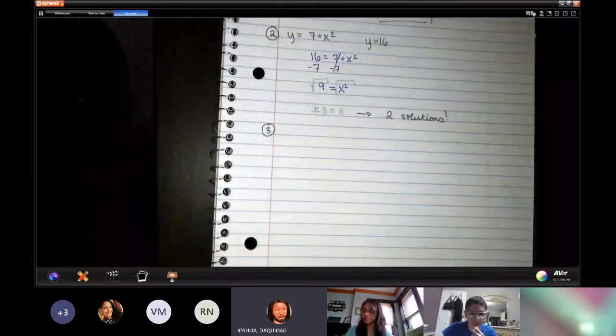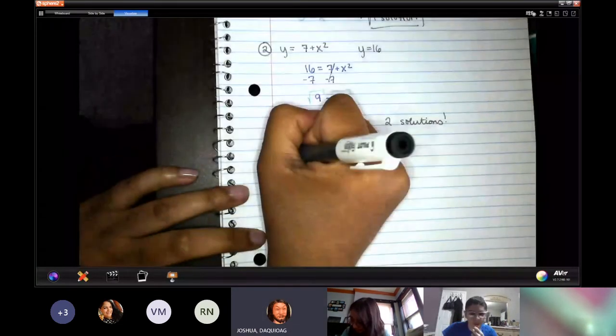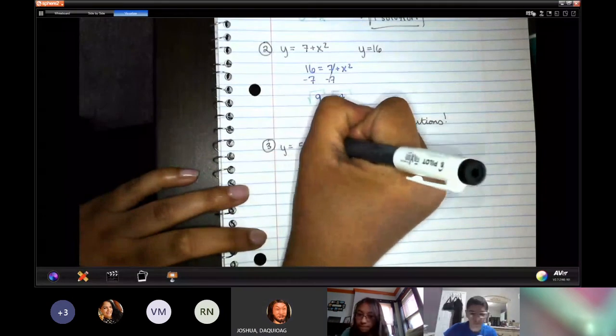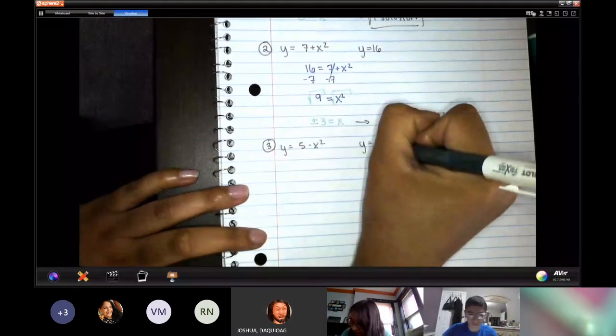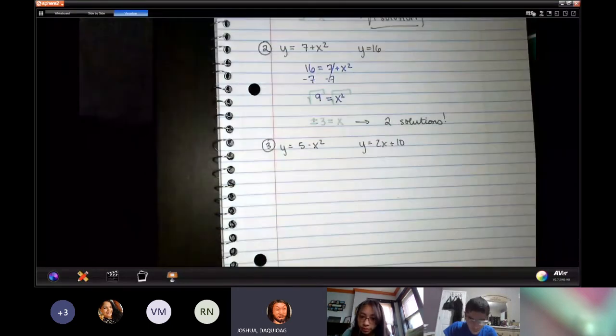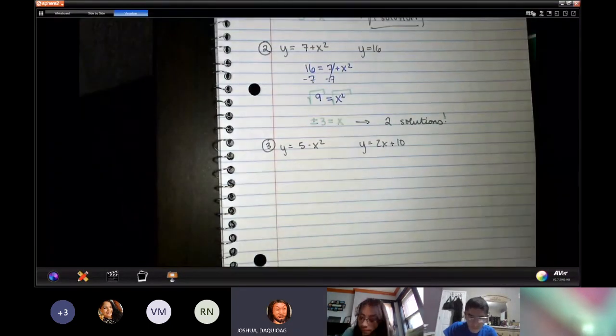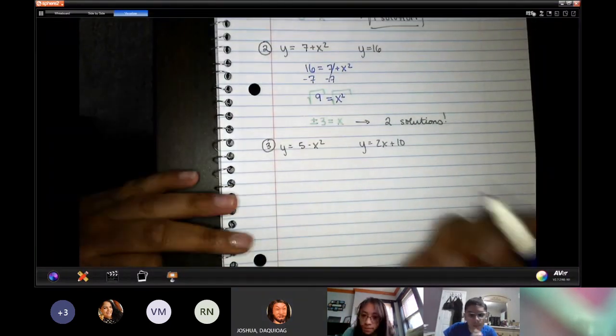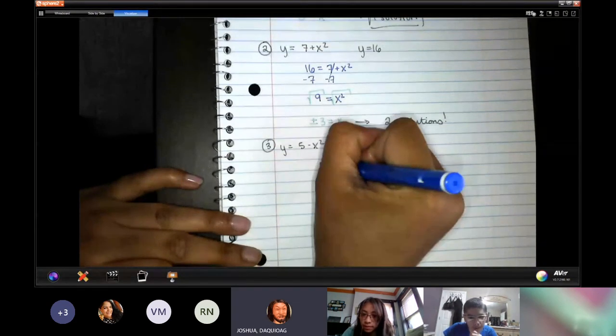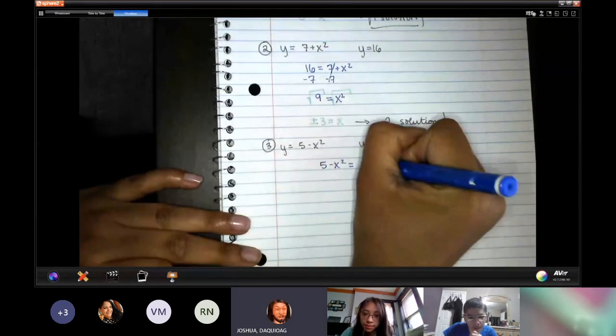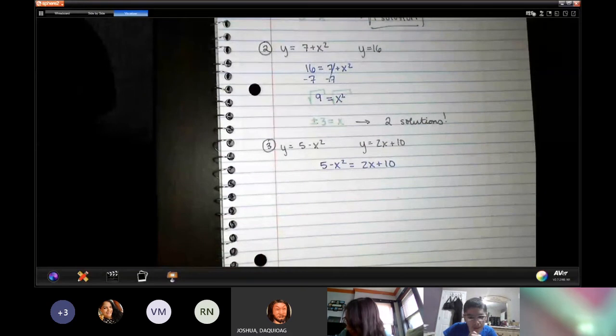All right, so number 3, we start with our same equations, right? And what do we do? What's our first step? We plug in y. Right, so we either substitute, set them equal to each other, however you want to say it. Exactly. So we just set these equal to each other, right? All right, now what would we do?